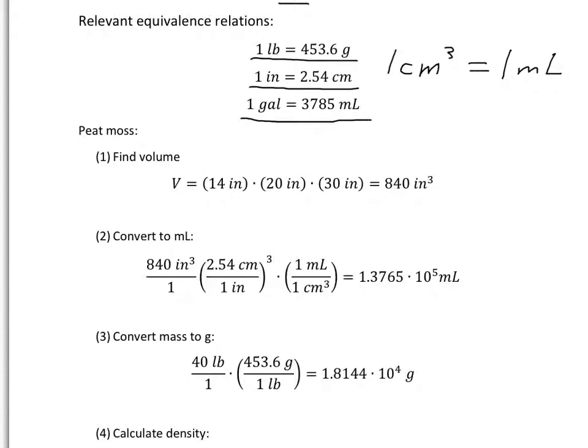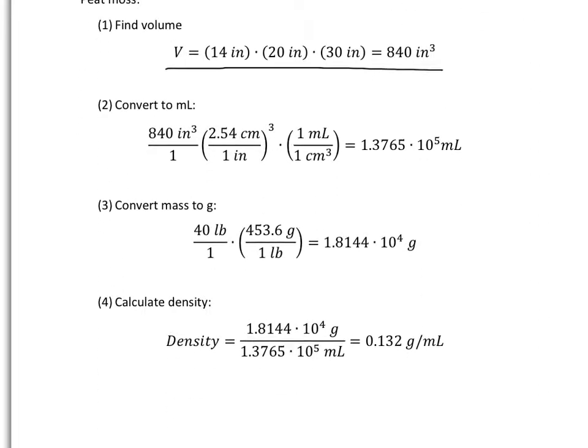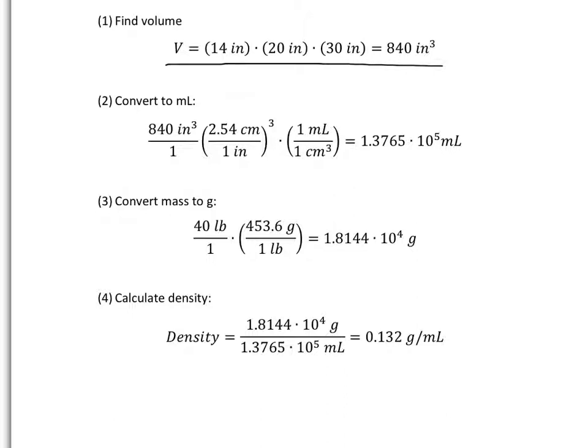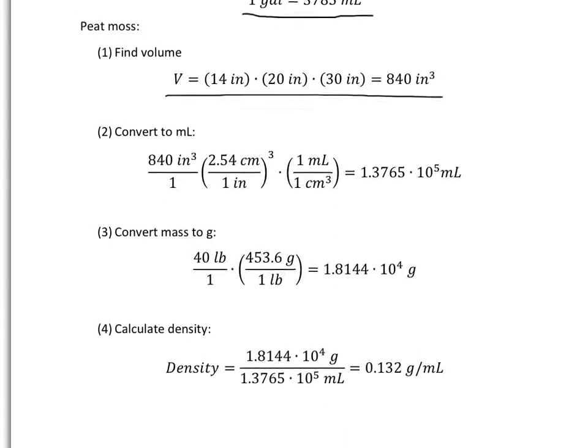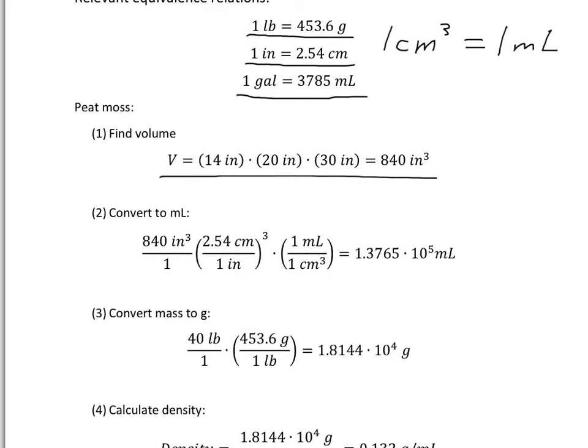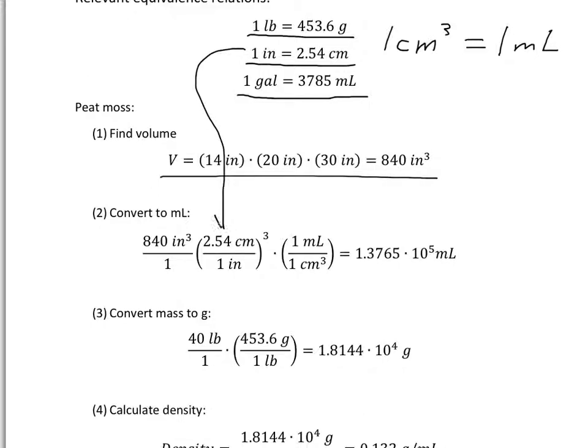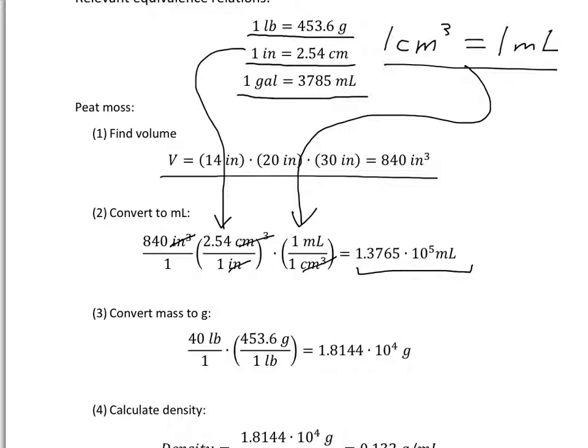see these conversion factors. So for the peat moss, I'm just going to calculate the volume first, using the dimensions given: 14 inches by 20 inches by 30 inches. I multiply those three together, and I get 840 cubic inches. I convert this to milliliters in the following manner. I use 2.54 centimeters equals 1 inch in this conversion factor, and of course that has to be cubed, and I use 1 cubic centimeter equals 1 milliliter. In that conversion, I see that the units cancel appropriately, and I get 1.37 times 10 to the 5th milliliters.